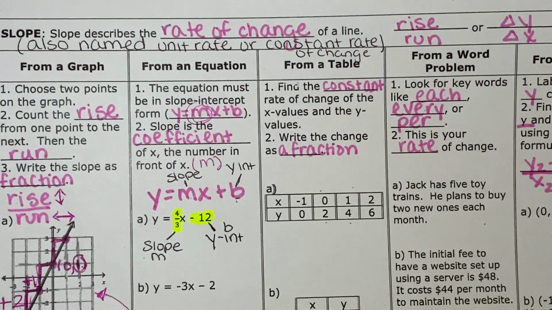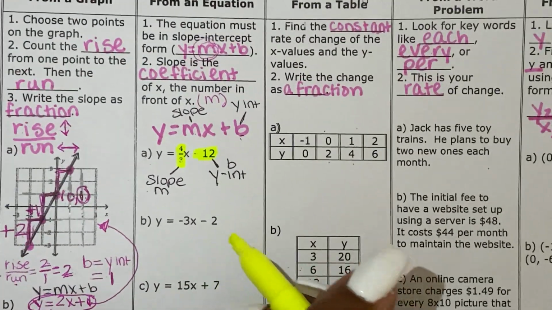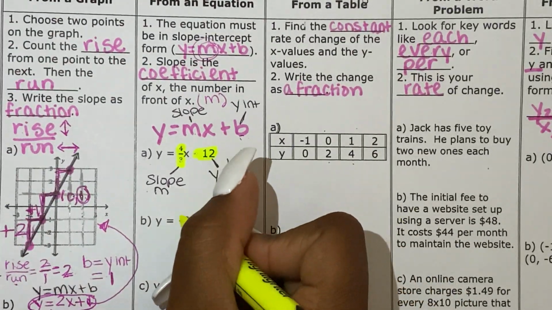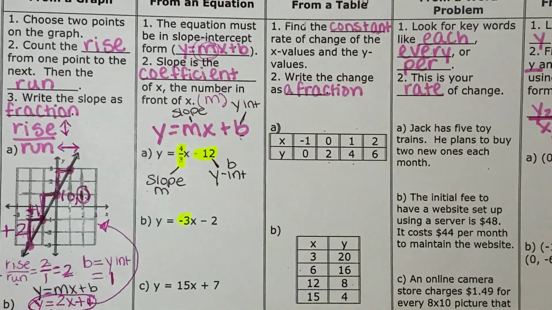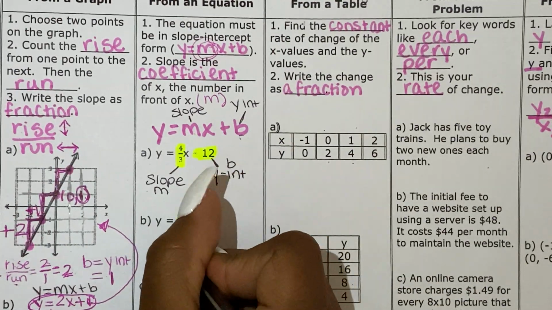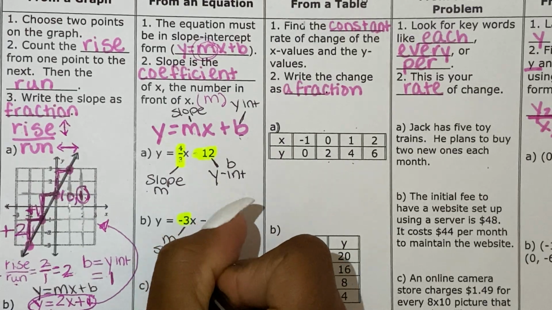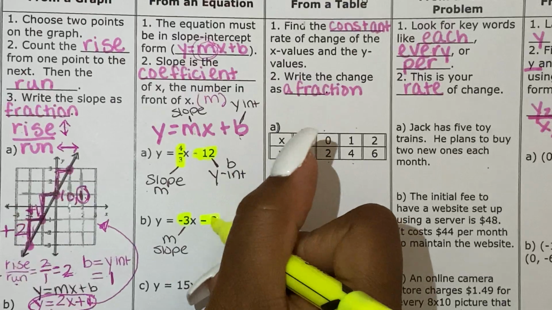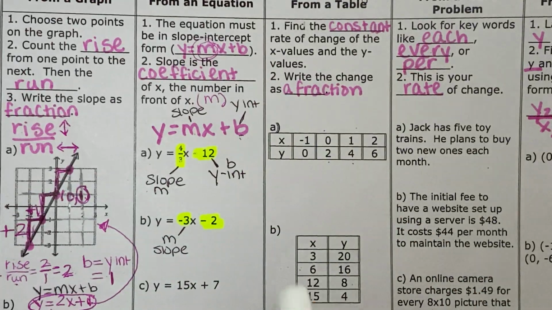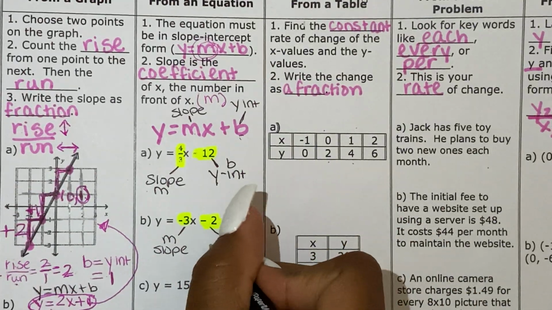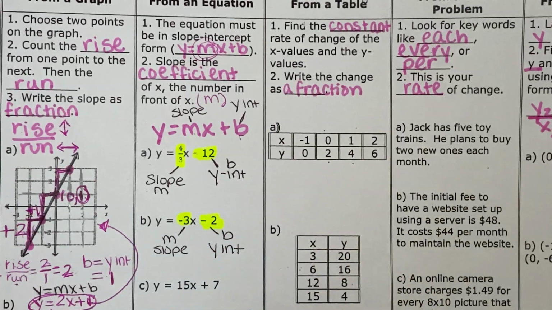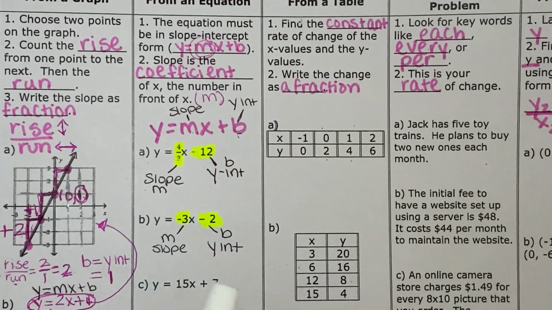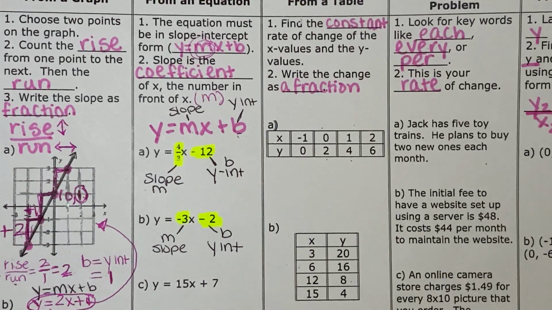For letter B, y equals -3x minus 2. That -3 took the place of my m, so that's gotta be my slope. That -2 here took place of my b, so that has to be my y-intercept. Okay, that has to be where the line crosses the y-axis.